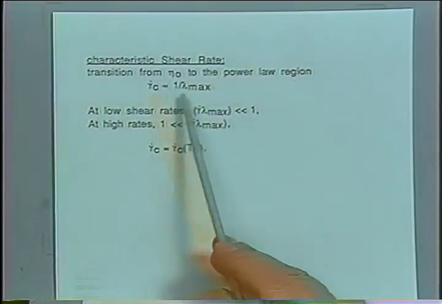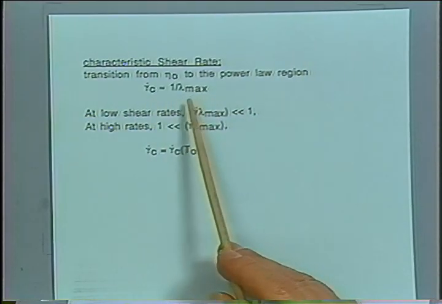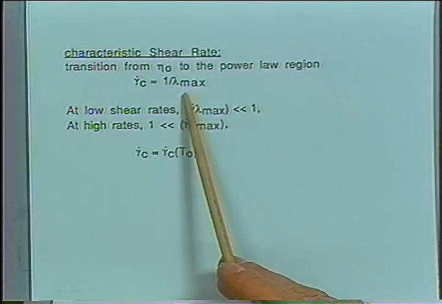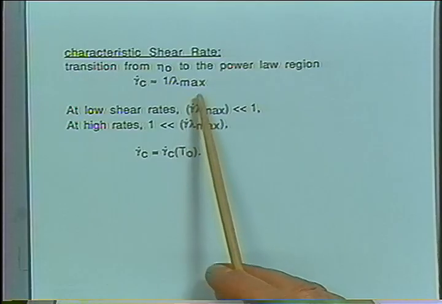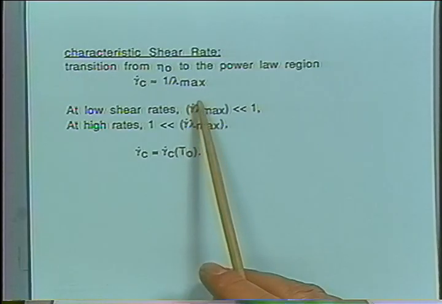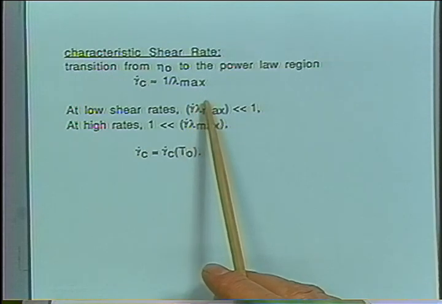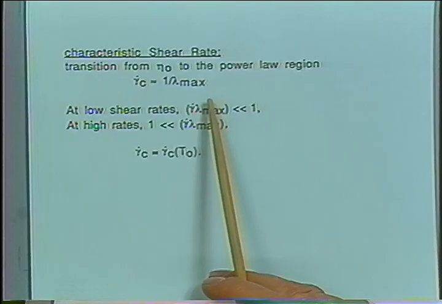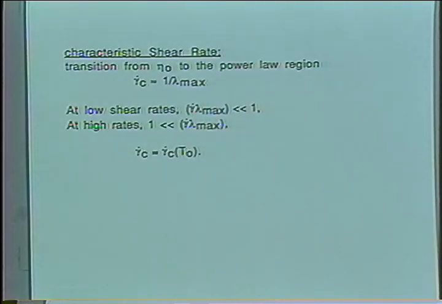The characteristic shear rate now is the reciprocal of the longest relaxation time to some very close approximation. So now we have the amazing fact that a steady shear experiment can be used to determine the longest relaxation time of the polymeric material.